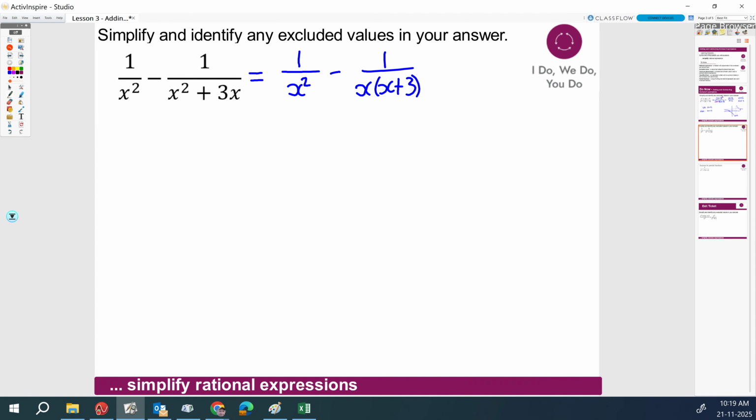So this first one, we need to multiply top and bottom by x plus 3. The second one, we need to multiply top and bottom by x.